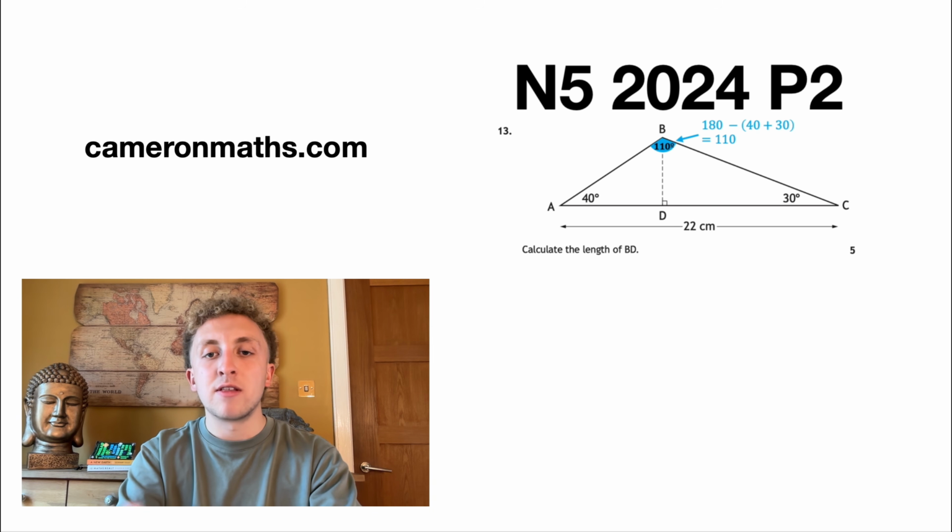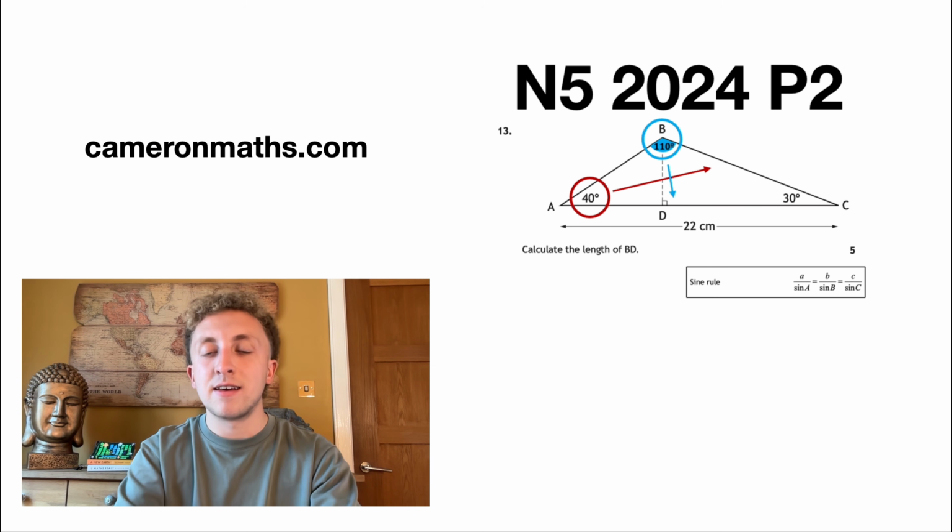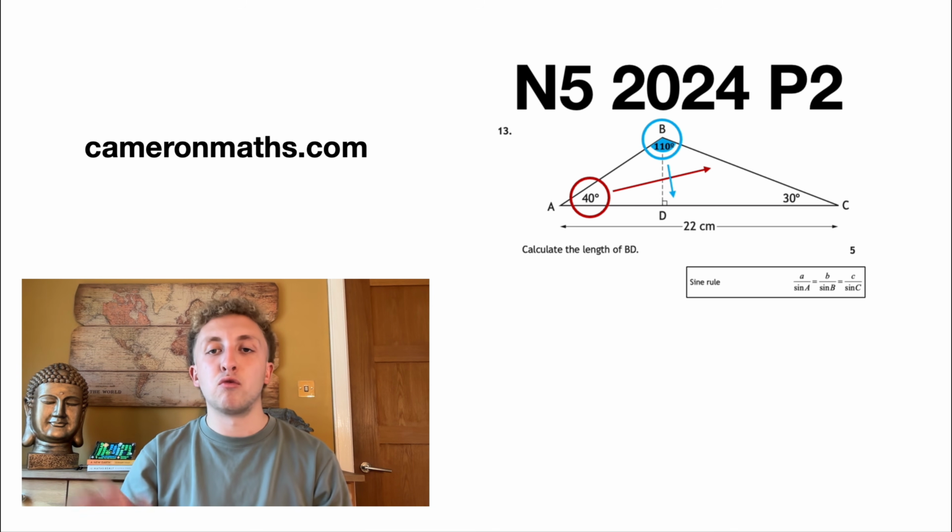Now that we've got a matching side and angle, we can use the sine rule to find either of the other two sides. On the formula sheet, the sine rule is given as a over sine A equals b over sine B equals c over sine C. We only need two of those fractions in practice. So let's say we want to find the right hand side.